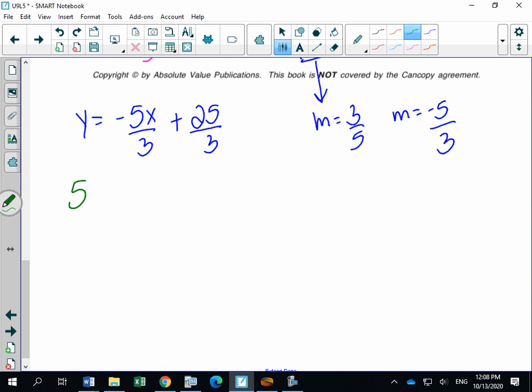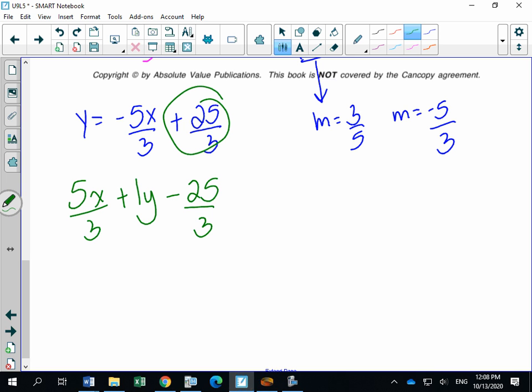So we're going to add 5x over 3. And then this guy we're going to subtract. So at the end of the day, this is what you would get. Right? So when I bring this guy over, it becomes positive. When I bring this guy over, it becomes negative. And then I want x, y, constant is how I want this written.